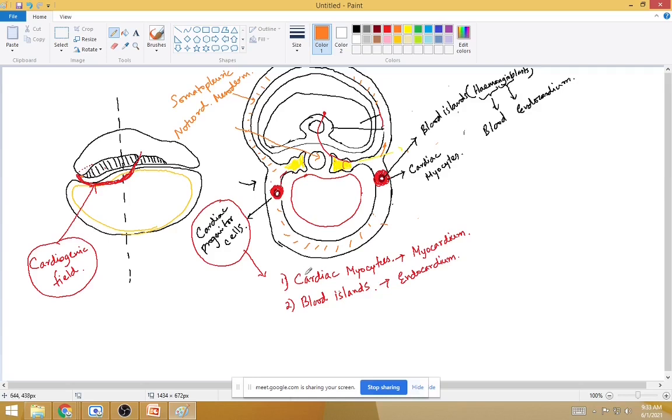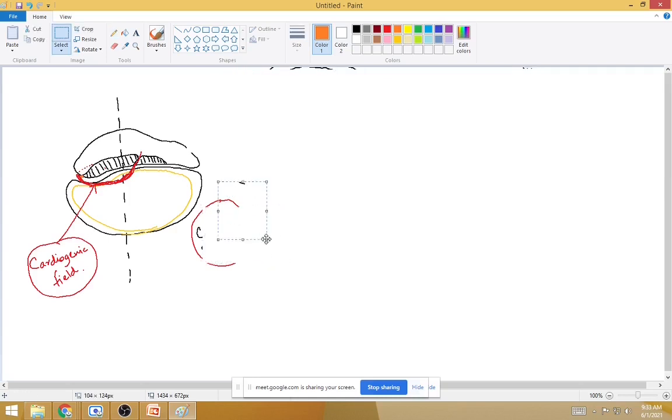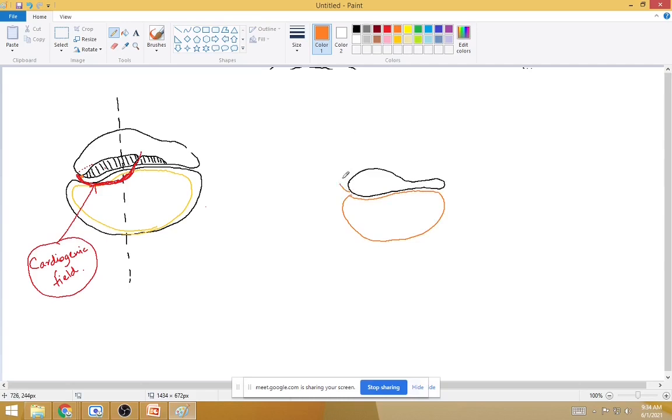Now, let us just concentrate here. Again, this was the developing brain. This was the endoderm. And here is the ectoderm. Where is the heart developing? Somewhere here. One tube is here, another tube is over there. This was horseshoe shaped, isn't it?